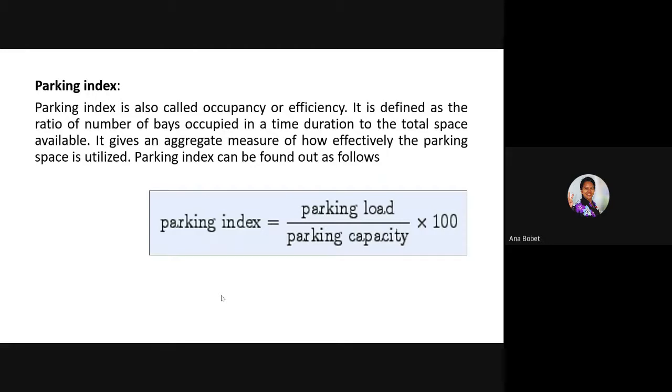So parking index is equal to parking load divided by parking capacity. The capacity is, for example, in this case, the 20 bays I gave. And multiplied by 100 to get percent. So a system can be 80%, the parking index can be 100%, the parking index can be 150%. But because it is related to efficiency and occupancy, let me ask, with a 150% parking index, is it efficient or inefficient?